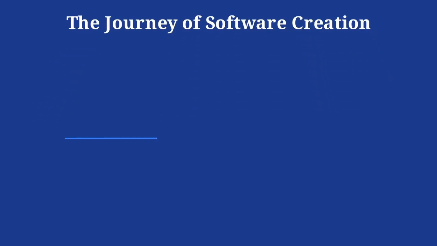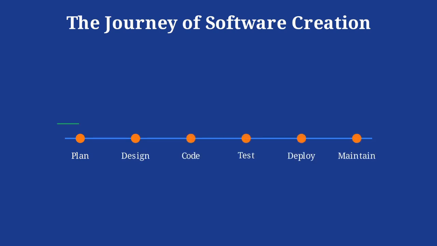Think of software development as a well-orchestrated journey. It's not just about writing code, it's about following a systematic approach that ensures quality, efficiency, and success at every step. Let's walk through this timeline together. We have 6 major phases: planning, design, coding, testing, deployment, and maintenance. Each phase flows naturally into the next, creating a smooth pathway from concept to reality.